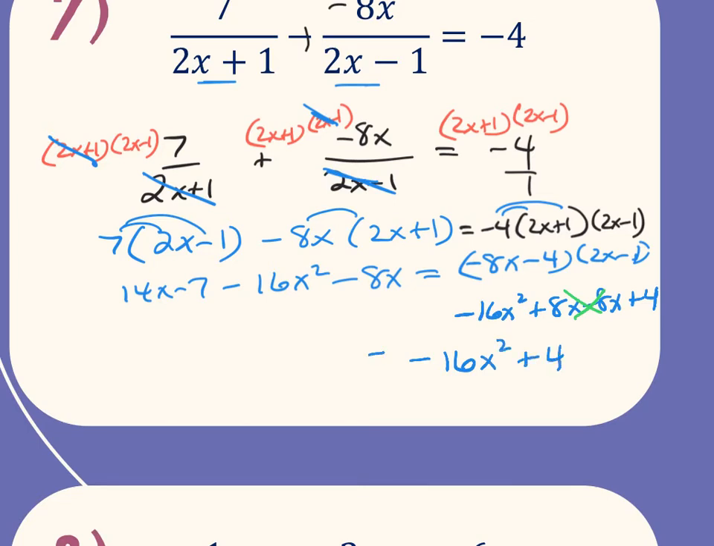Over on this left side, I'm going to group these two, and I get 6x minus, not squared, 6x minus 16x squared minus 7.